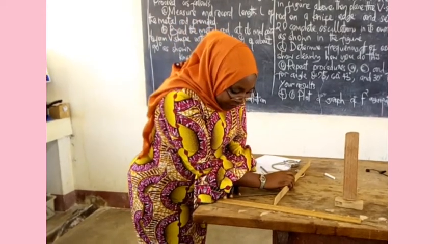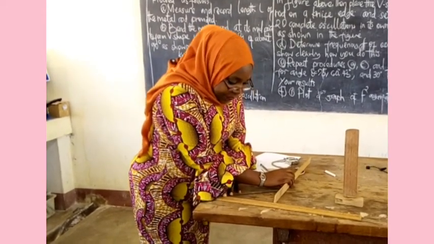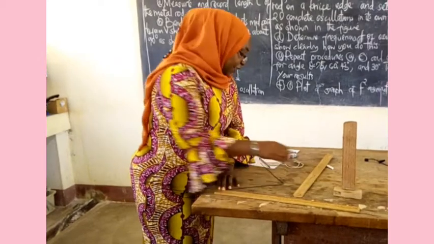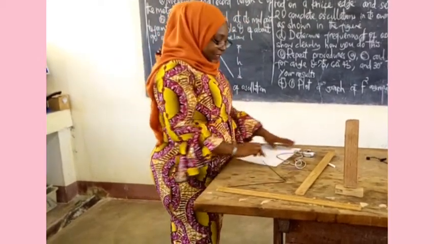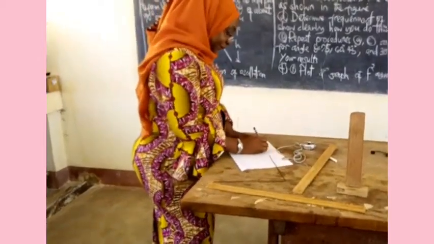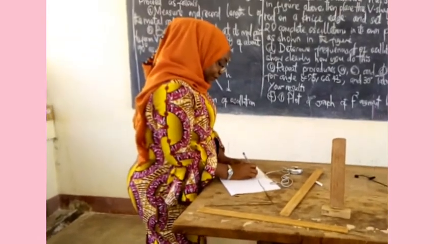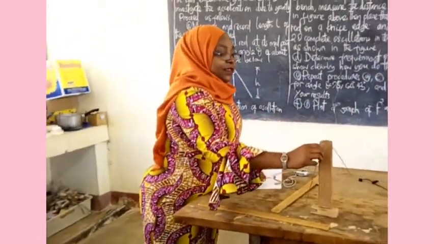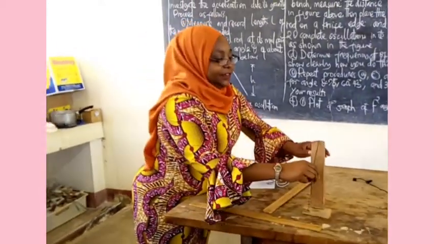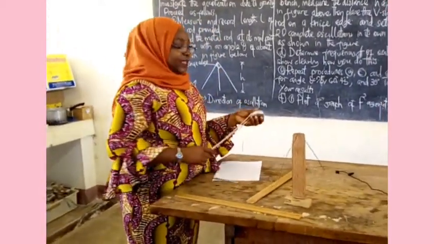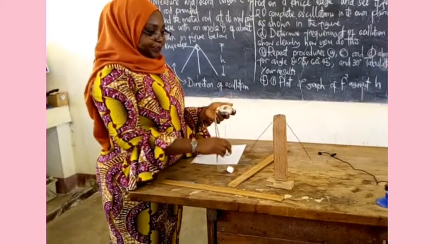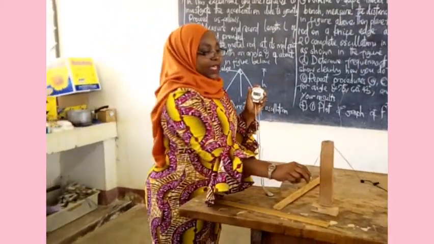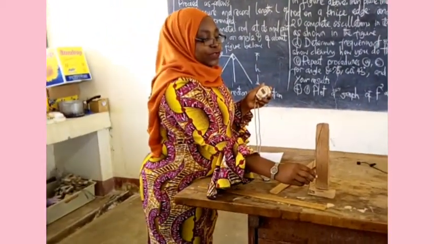Mimi kwangu mimi nina 20.4, not 20.4. It is 24 cm. 24 cm height. After then tunatafuta time for 20 oscillations.